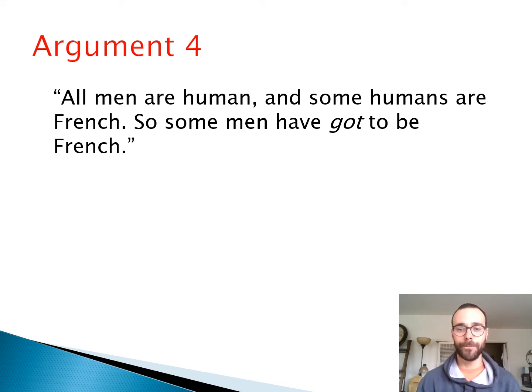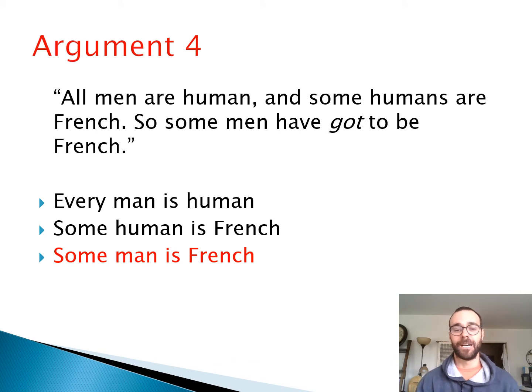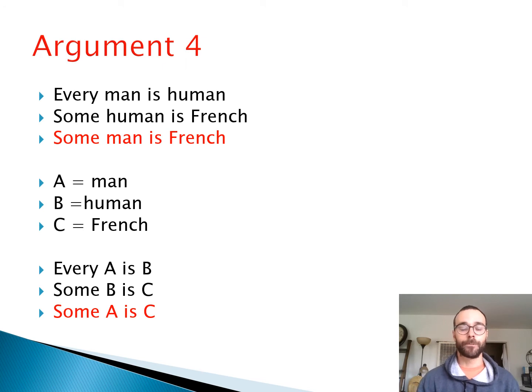Okay, so all men are human and some humans are French, so some men have got to be French. Again, it helps to find the conclusion first. Some man is French is the conclusion. How do we know, or what information leads us there? Well, every man is human and some human is French, therefore it must be the case that some man is French. So once we have the argument in standard form, assign the variables, draw the Venn diagram. So again, 3 variables, man, human, French. Rewriting the argument in standard form, it looks like every A is B, some B is C, and some A is C.